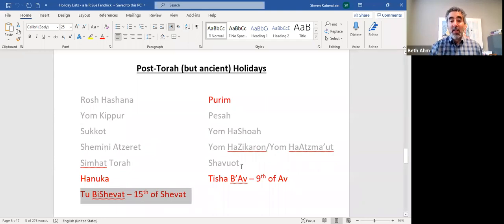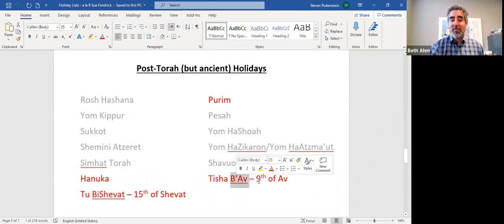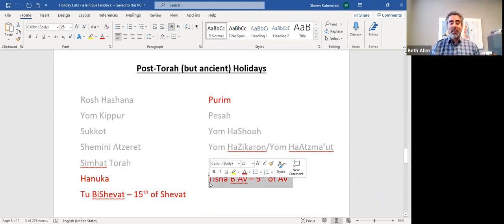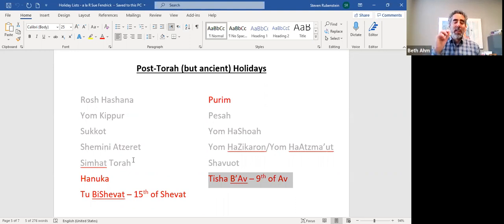sustainability. And finally, in terms of post-Torah but ancient holidays, Tisha B'Av, and I mentioned this earlier, this remembrance of these sad occurrences. The Mishnah, which I mentioned a little while ago, actually tells us that some of the events that we are remembering actually go all the way back to the Torah. So Tisha B'Av as a holiday isn't mentioned in the Torah, but the rabbis retroject some of the tragic events back into the time of Torah.